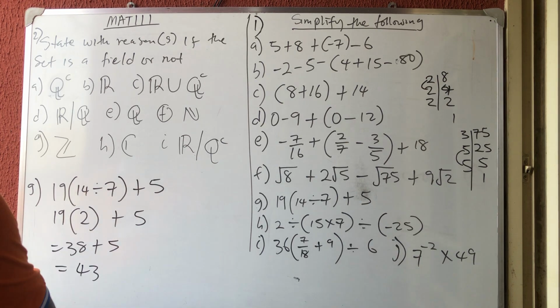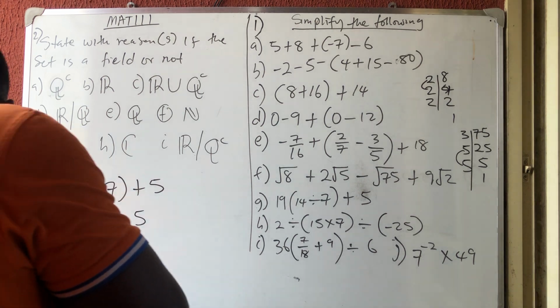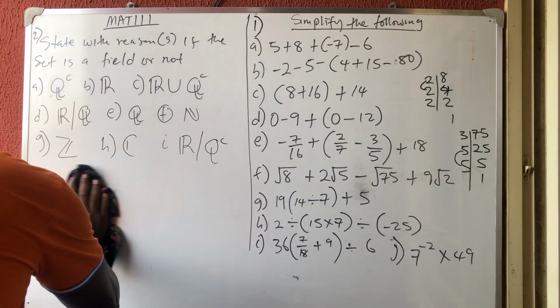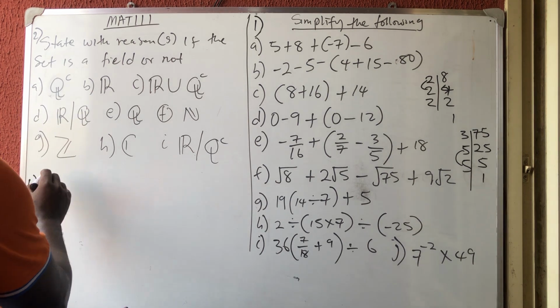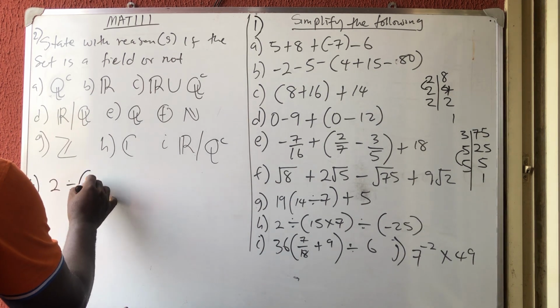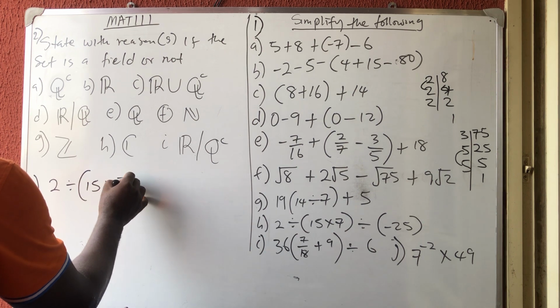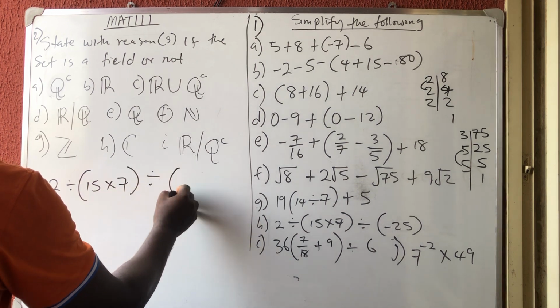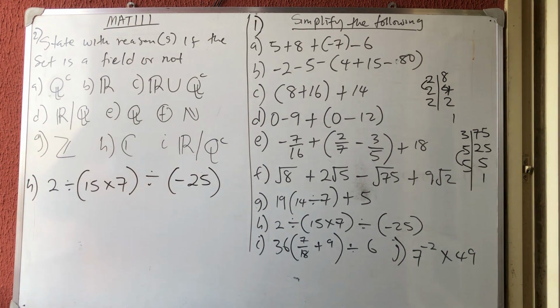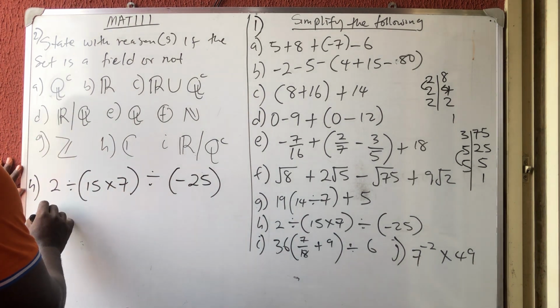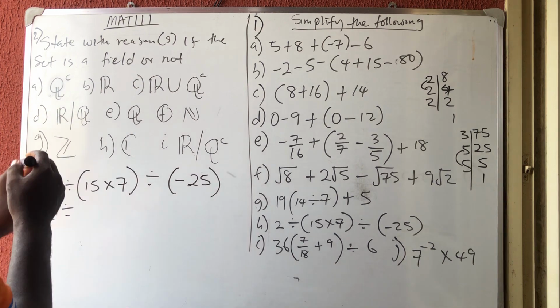So the next one, H, said 2 divided by 15 times 7 divided by minus 25. Okay, this is very simple. Now first of all, let's get the bracket: 2 divided by 15 times 7.